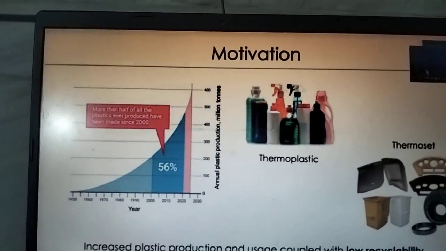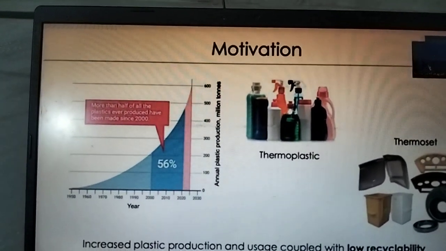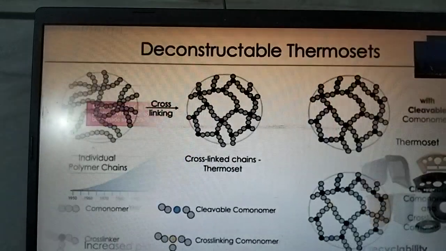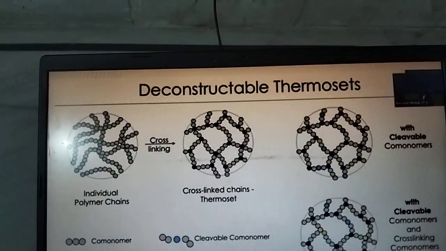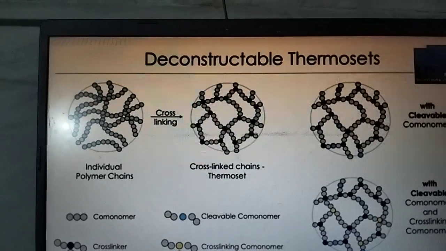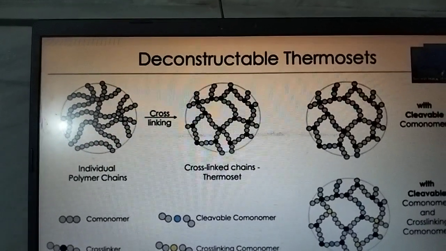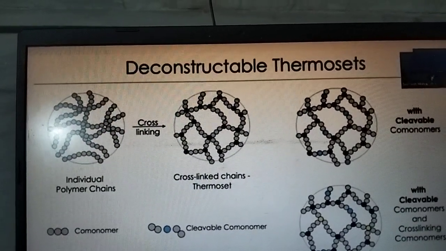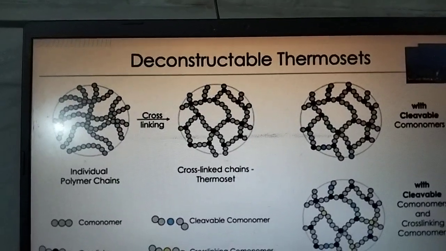So motivations: thermoplastics, thermosets, and a different one. So the deconstructible thermosets, a different one. Monomers, cross-linkers, individual chains, and cross-linker chain thermosets. So this is my one.